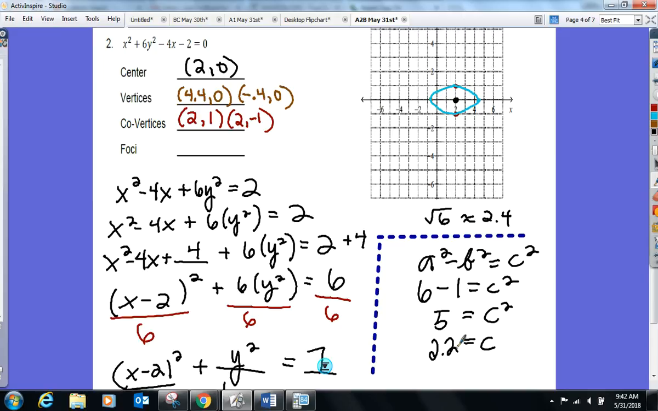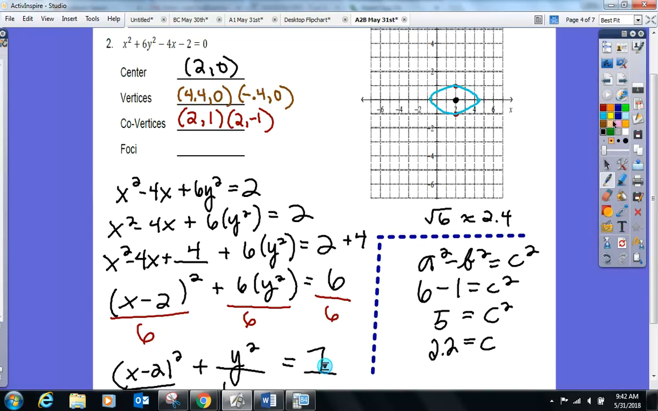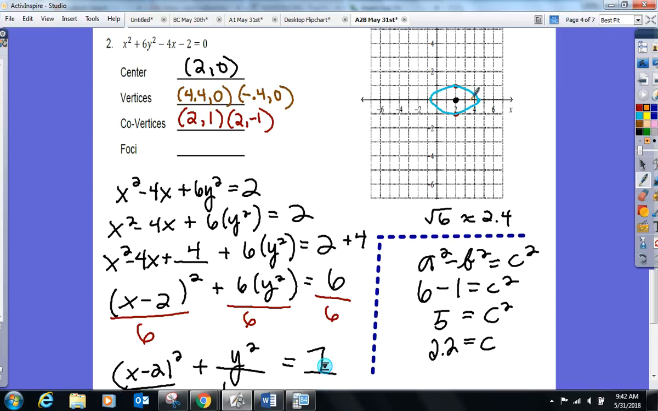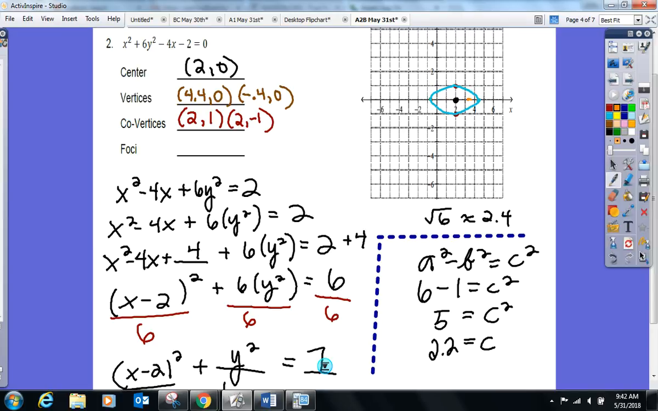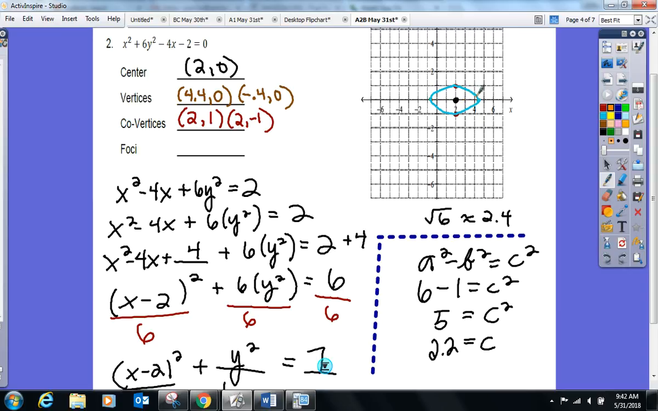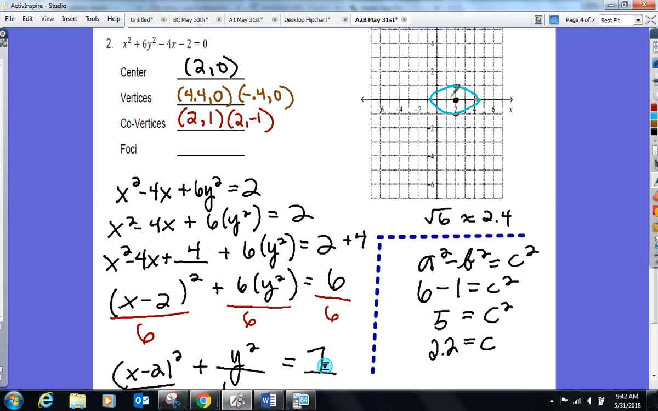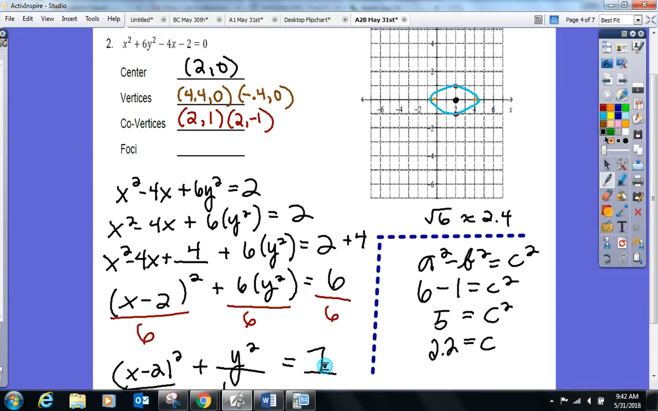Okay, where am I going to go 2.2? To the right and the left, because the foci are always on the major axis. So here we go, 2.2. About right. Oh, no, how did I go 2? 1, 2. Whew, pretty close to the vertex. 2, 1, 2.2. Can you find those points? Find those foci.